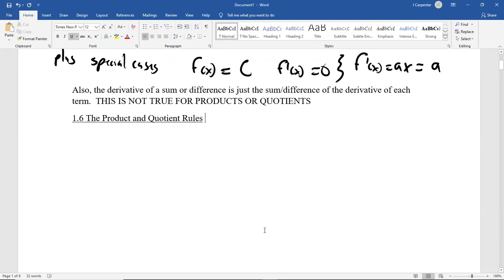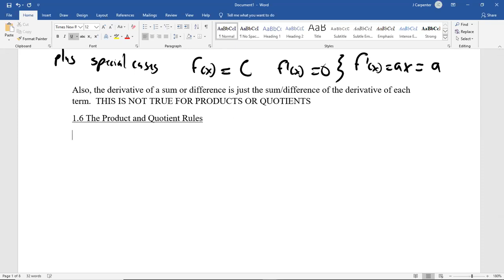I feel like I set up the title of this section perfectly by saying, hey, our power rule, it's really nice and quick, it's got some special cases, and it even works really well with pluses and minuses of different terms. I've mentioned that it doesn't work for products or quotients, so there must be a rule that goes with those, and there most certainly is.